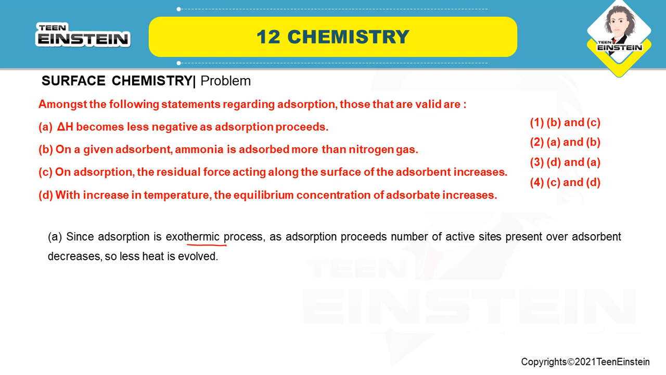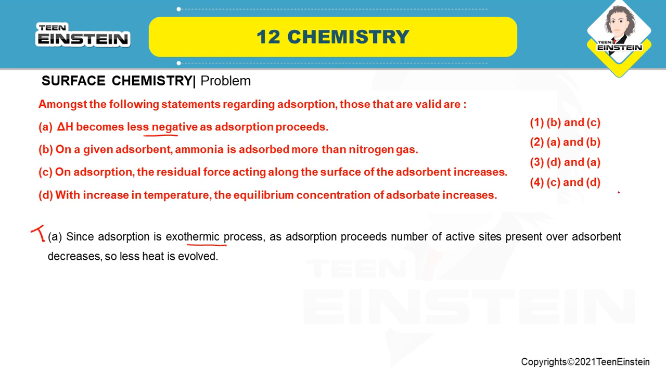So when the process just starts, there will be a huge amount of energy liberation, but as it goes on, gradually the process will be slow. That means here the value will be less negative. Less negative means the energy evolution amount will be less. The numerical value, if we consider, will be very small, and as there is a negative sign before that, it is less negative. So this statement is basically correct.